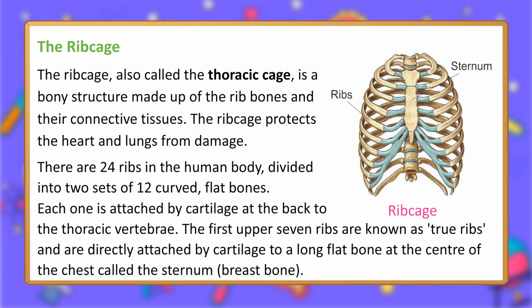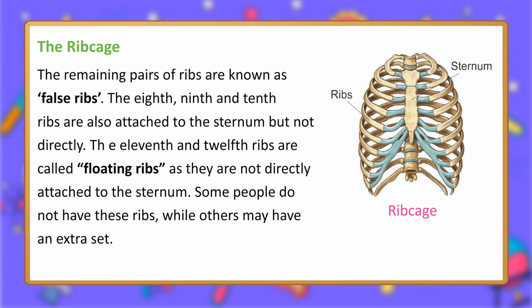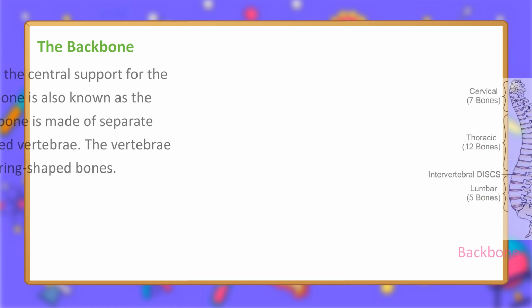The first upper 7 ribs are known as true ribs and are directly attached by cartilage to a long flat bone at the center of the chest called the sternum, or breastbone. The remaining pairs of ribs are known as false ribs. The 8th, 9th and 10th ribs are also attached to the sternum but not directly. The 11th and 12th ribs are called floating ribs as they are not directly attached to the sternum. Some people do not have these ribs, while others may have an extra set. Rib cage. Ribs. Sternum.